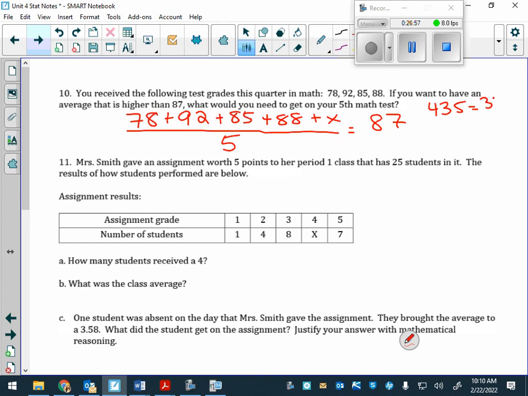And what happens when I add up 78, 92, 85, and 88? 343. And then when I subtract 343, what do I need on my 5th test? Yep. 92. 92 or higher. Okay, 92 or higher. So exactly what Grant said. They wrote it algebraically so you could see it, more formally. All right.